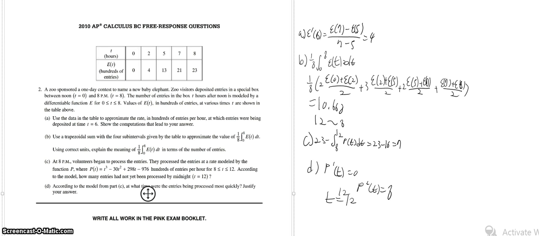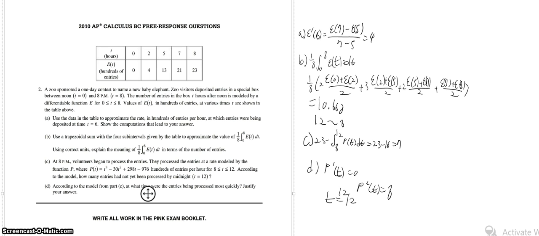C. At 8 p.m., volunteers began to process the entries. They processed the entries at a rate modeled by the function P, where P(t) equals t cubed minus 30t squared plus 298t minus 976 hundreds of entries per hour for 8 ≤ t ≤ 12. According to the model, how many entries had not yet been processed by midnight, t equals 12?